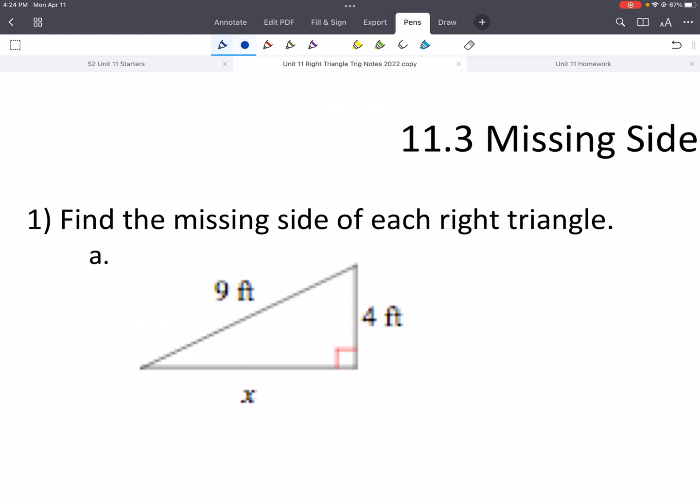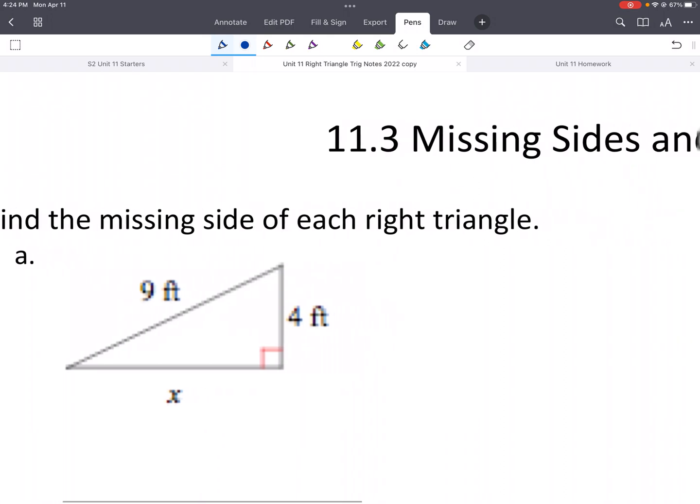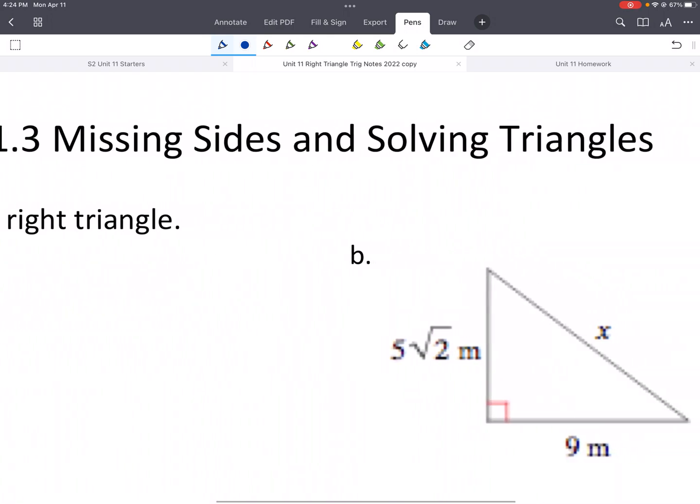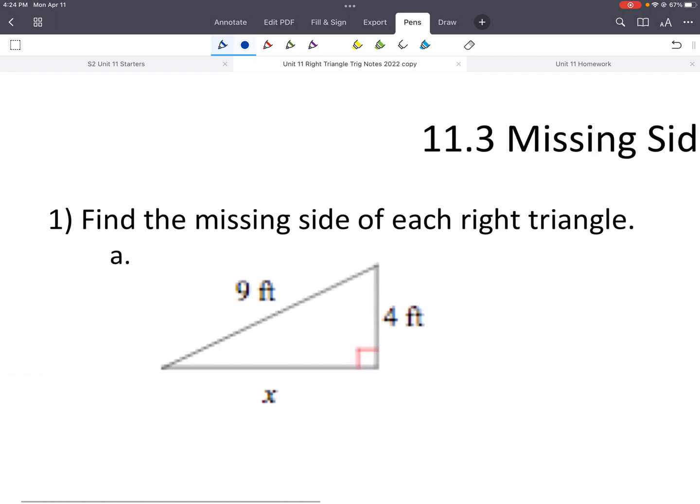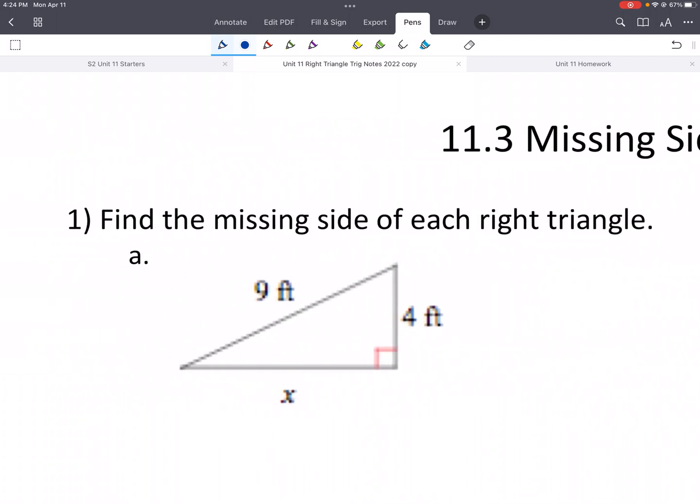Hey everybody, this is 11.3. We're doing missing sides. So last time we talked about finding a missing angle. Today we'll have everything except for one of the sides that we'll need to find. And then we'll also talk about solving triangles, and that will be at the very end, so don't forget that.